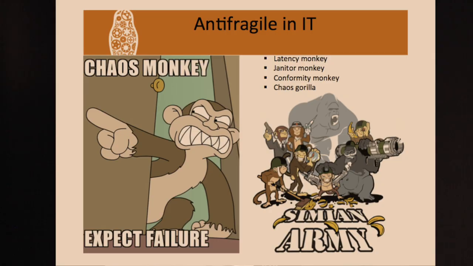And Chaos Monkey is also anti-fragile. Who already works with something like the Chaos Monkey in his daily work? I only see one hand. Okay. Because what the Chaos Monkey does, invented by Netflix, is actually killing virtual machines at random during office hours, and see how the system reacts.